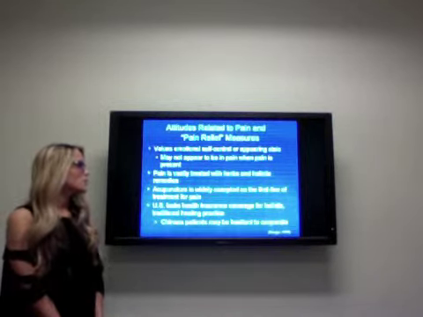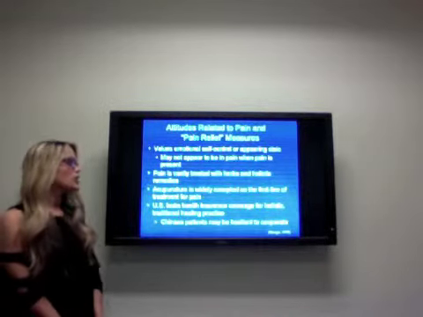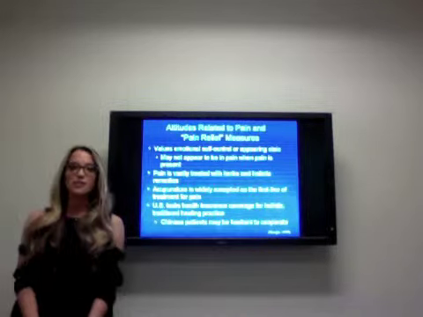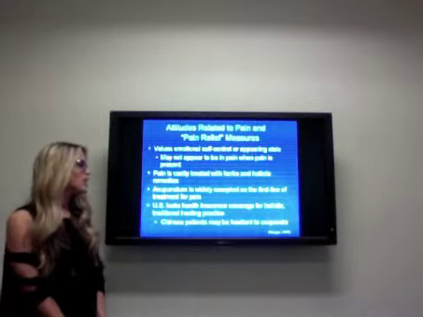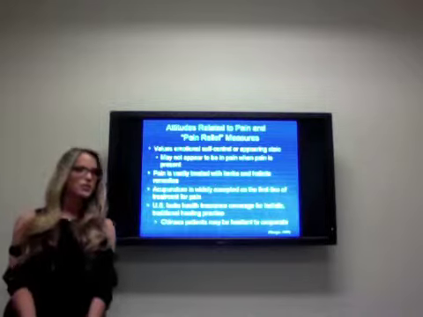Pain is widely treated with herbs and holistic remedies, as we mentioned earlier. Acupuncture is widely accepted as the first line of treatment for pain, and since the U.S. lacks this in our health system and we don't support its use as actual treatment, Chinese patients are hesitant to cooperate and may not trust the doctors here in the U.S.